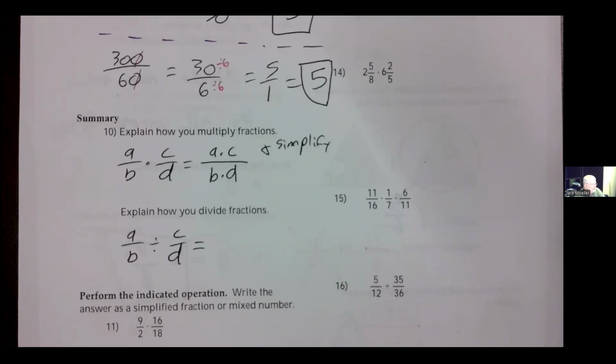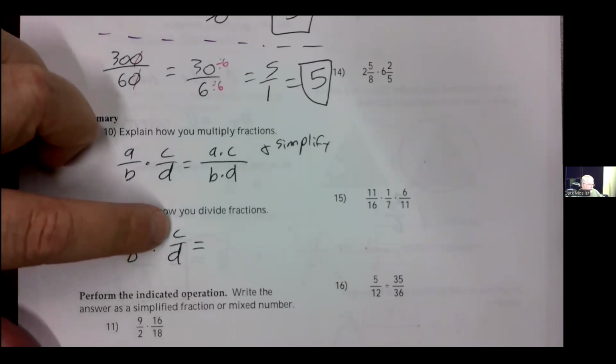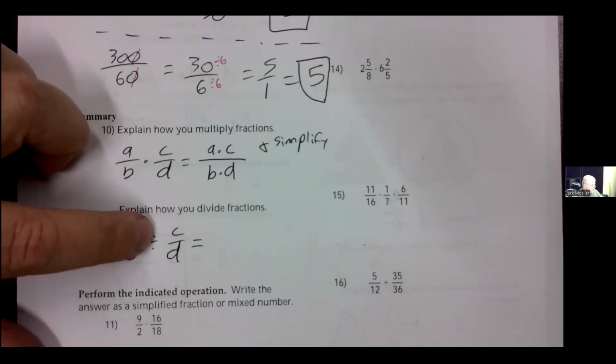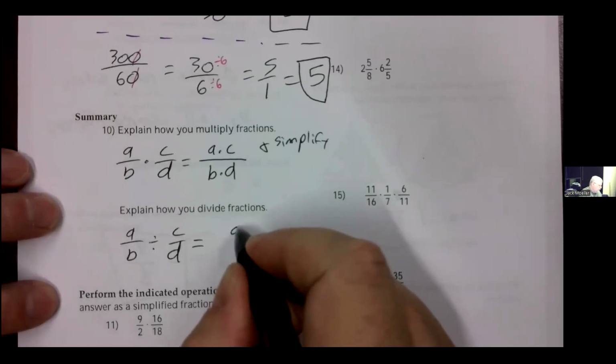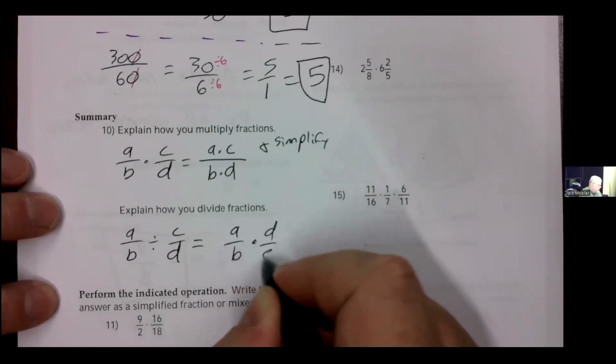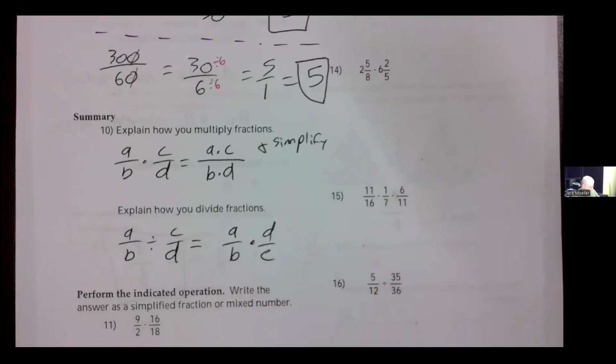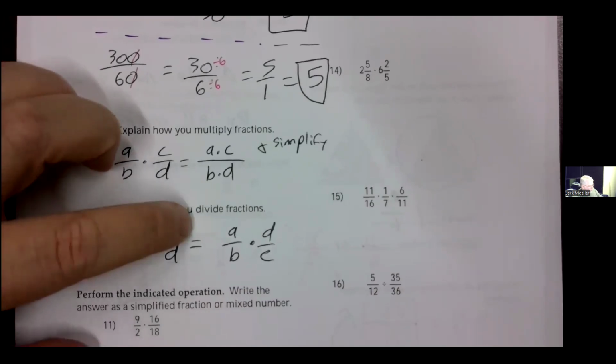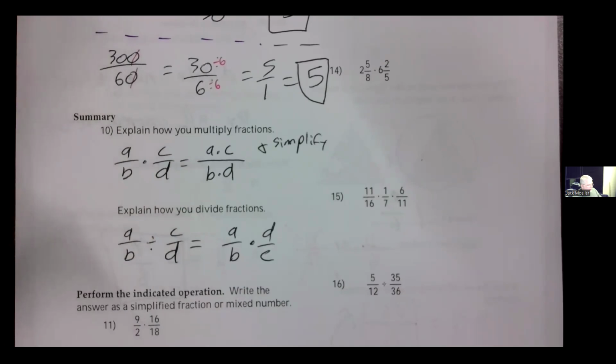I'm not generally big on mnemonics, but one that I think a lot of people tend to know is the KFC: keep, flip, change. If you're dividing fractions, you flip the second fraction, the divisor, and then you make the divide a multiply. So it becomes A over B times D over C. Don't flip the first fraction, flip the one you're dividing by. And once you do that, you're right back to a regular multiply problem, and at some point you need to simplify. So as far as I'm concerned, I never divide fractions. I only convert it to a multiplication problem and go from there.